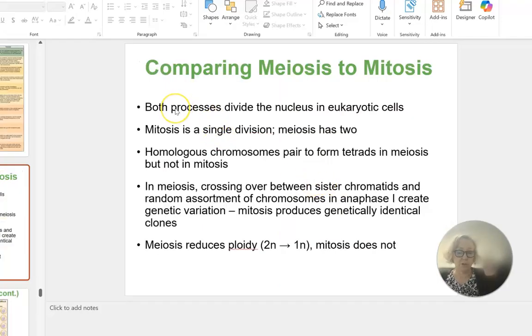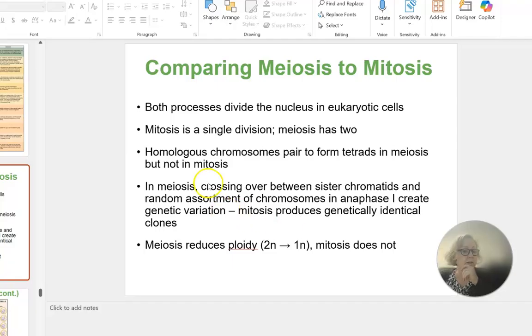Comparing meiosis to mitosis. Both processes divide the nucleus. Mitosis is a single division. Meiosis is twice, right? We're just doing the thing twice. Homologous chromosome pairs form tetrads in meiosis. They do not do this in mitosis. Okay, tetrads only happen in meiosis. In meiosis, crossing over occurs. It doesn't happen typically in mitosis unless something's wrong.